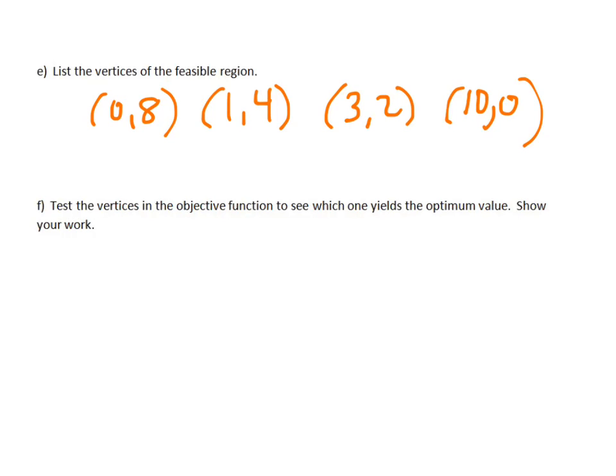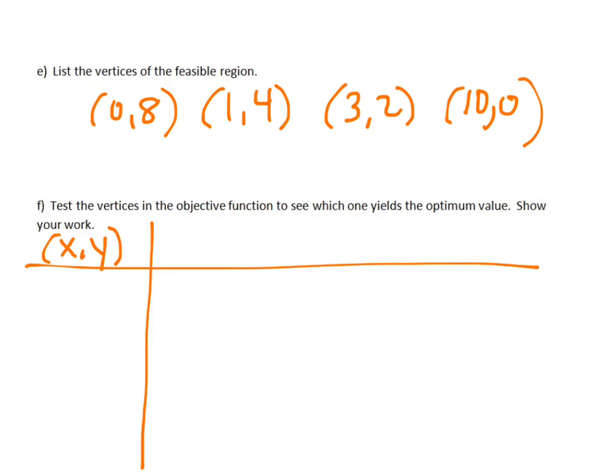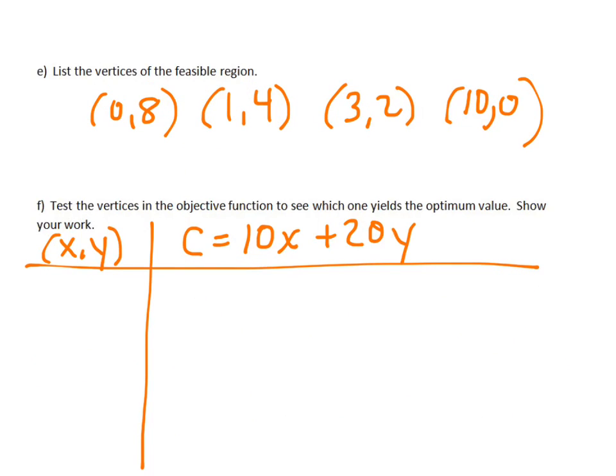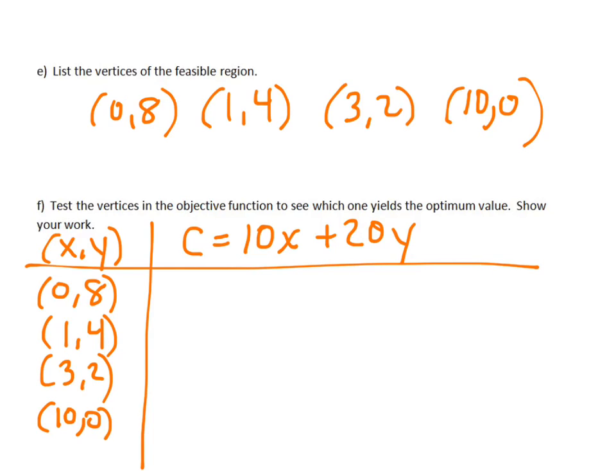Okay, so those are the ones that we'll test, and let's make a chart of values again. So we have different values for x and y, and then we have our cost function this time, our objective function, and that was 10 cents per red pill and 20 cents per blue pill. Alright, so we'll list the vertices, and we will test all of these in the objective function. Alright, and you can go ahead and do all of this math.